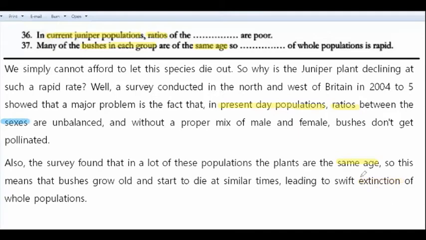Let's put that in the right color. Extinction of whole populations. Okay, we can actually hear this as well. Blank of whole populations. All right, so the more you practice that, the more you'll start to catch, hey, this would be a good keyword to listen for.